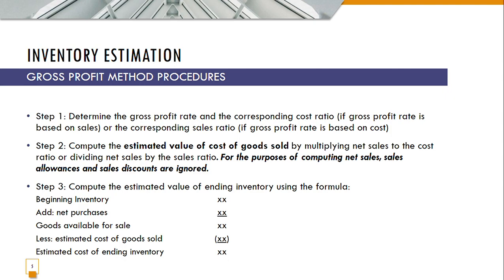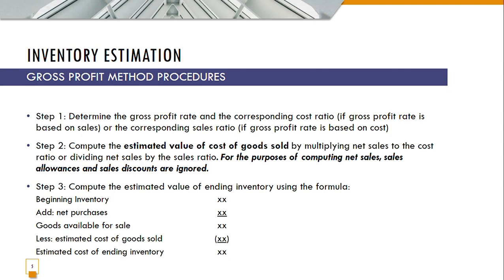There are three steps to estimate inventory value in the gross profit method. Step 1, you have to determine the gross profit rate and the corresponding cost ratio. It's called the cost ratio if the GPR is based on sales, and it's a sales ratio if gross profit is based on cost.